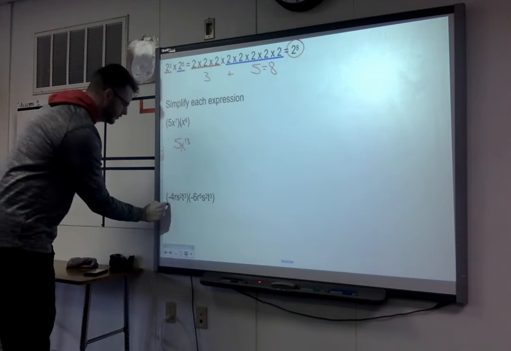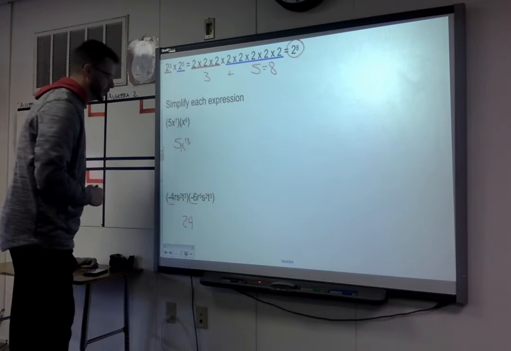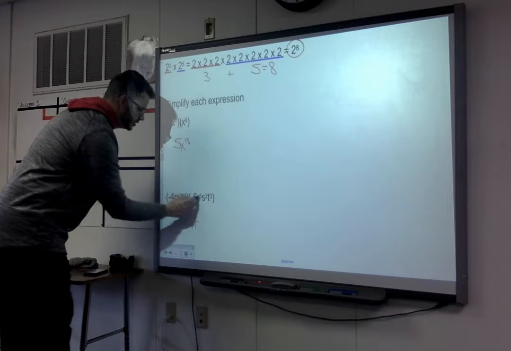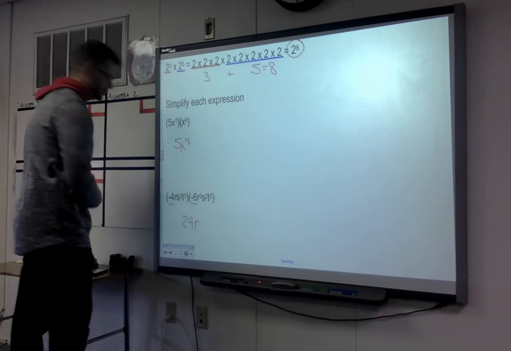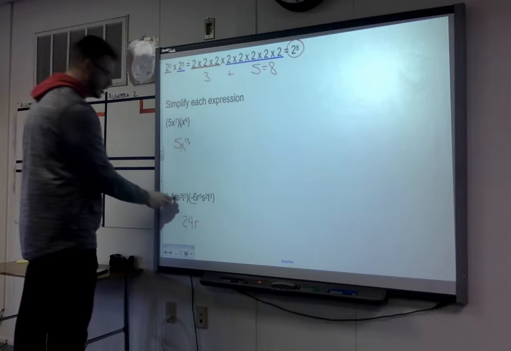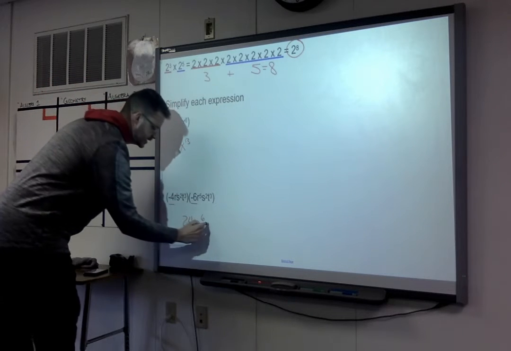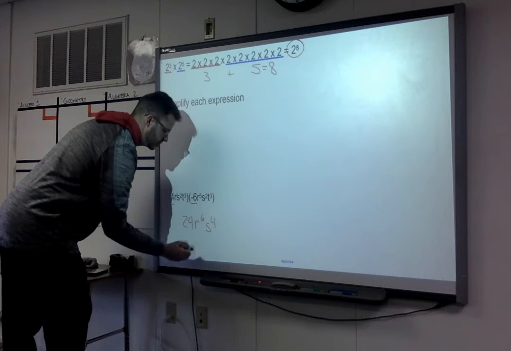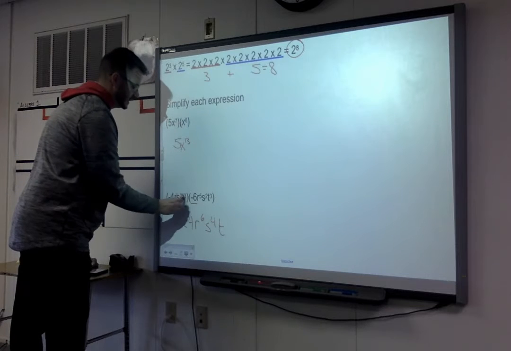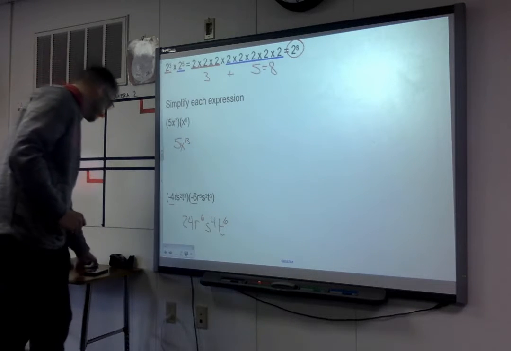This one, negative 4 times negative 6 gives us a positive 24. R times r to the 5th, if there's no exponent, you can put in a 1 as a placeholder. So 1 plus 5 would give us r to the 6th. s to the 2 plus 2 is the 4th power, and then t cubed times t cubed would give us t to the 6th power.